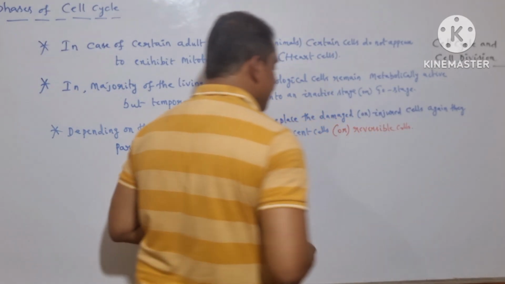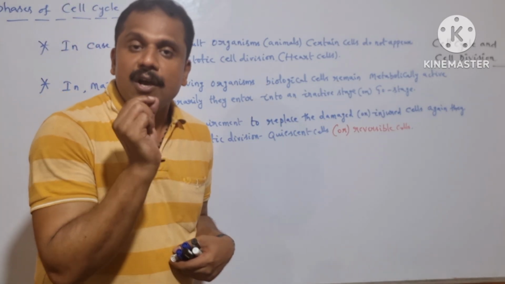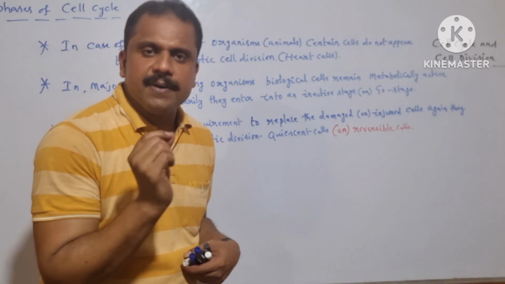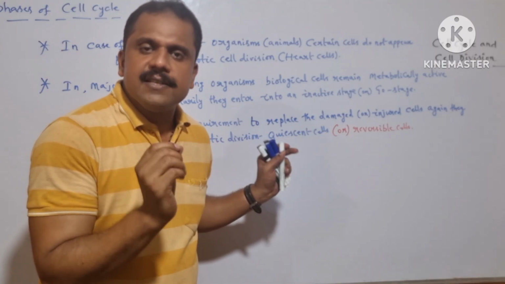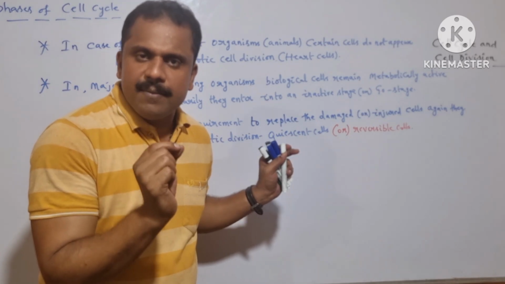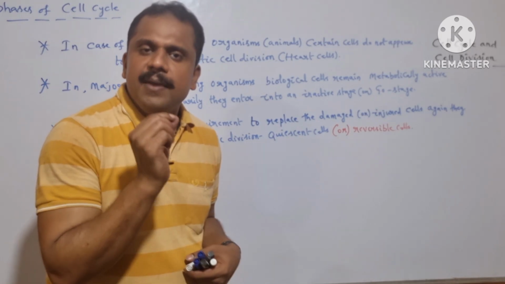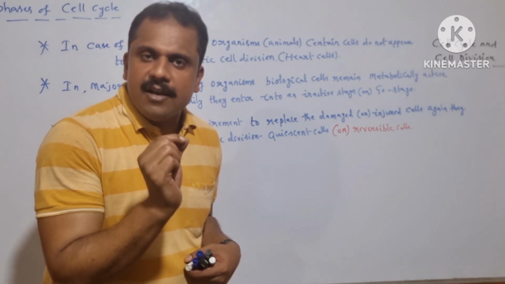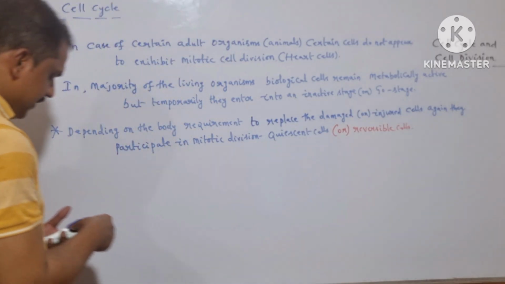And most commonly, in all living organisms, mitotic cell division is observed only in diploid cells. But there are certain exceptions to this strategy. In certain living organisms like male honeybees, mitotic cell division is also observed in haploid cells. Is it clear? So let me write it here.